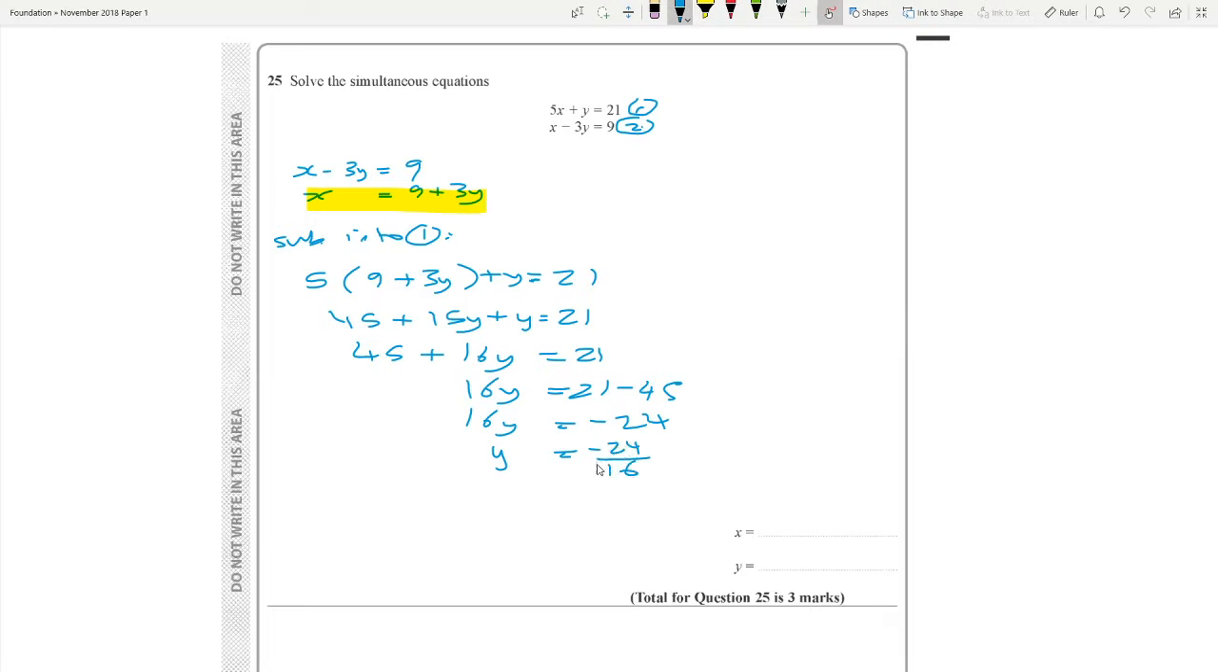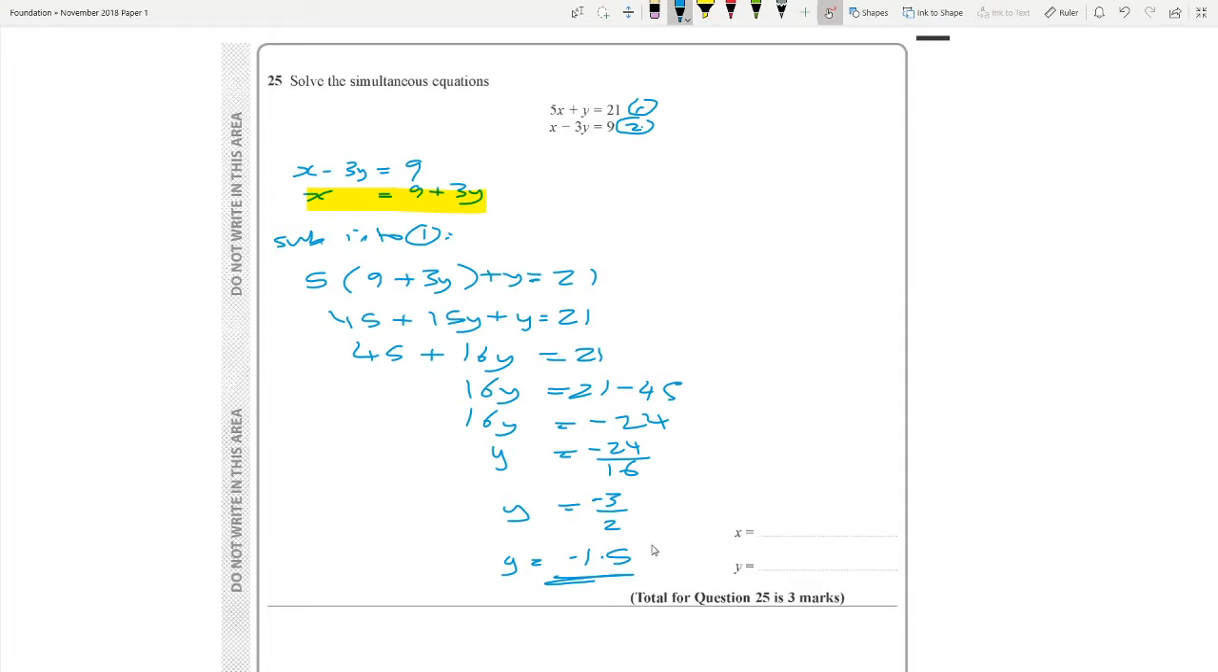Now I don't like my fraction like that, I'm just going to cancel it down. Okay, I'm going to cancel it down by dividing both of these by 8. So 24 divided by 8 is going to be minus 3 because it's minus 24, and 16 divided by 8 is 2. Okay, so y equals minus 3 over 2, which is basically minus 1.5.